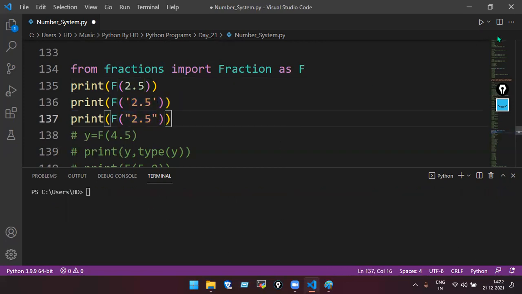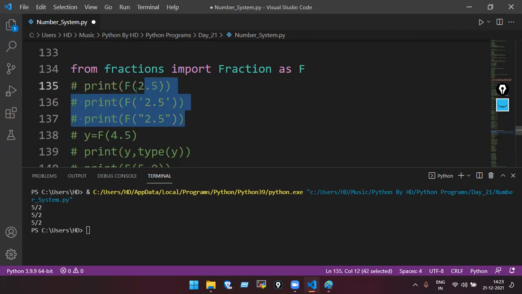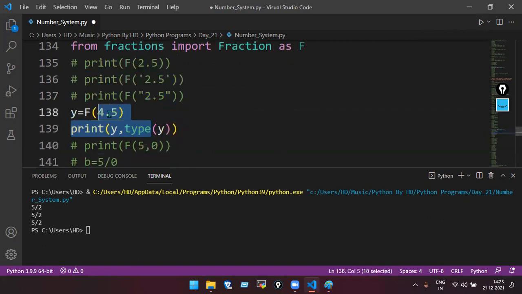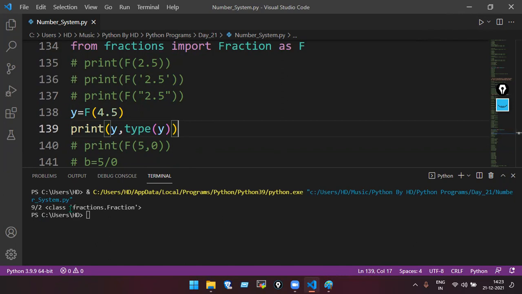Similarly, both the answers will get printed the same. So clear the screen, run the code. You can keep single quote, double quote, or without quotes also. All three will give you the same answers. Now here, fraction of 4.5. When will you get 4.5? When you do 9 by 2. And this is another type of fraction, but it is not needed. They won't ask and never asked either. Just for understanding, I wrote fractions dot fraction. But when will I get 4.5? When I do 9 by 2.